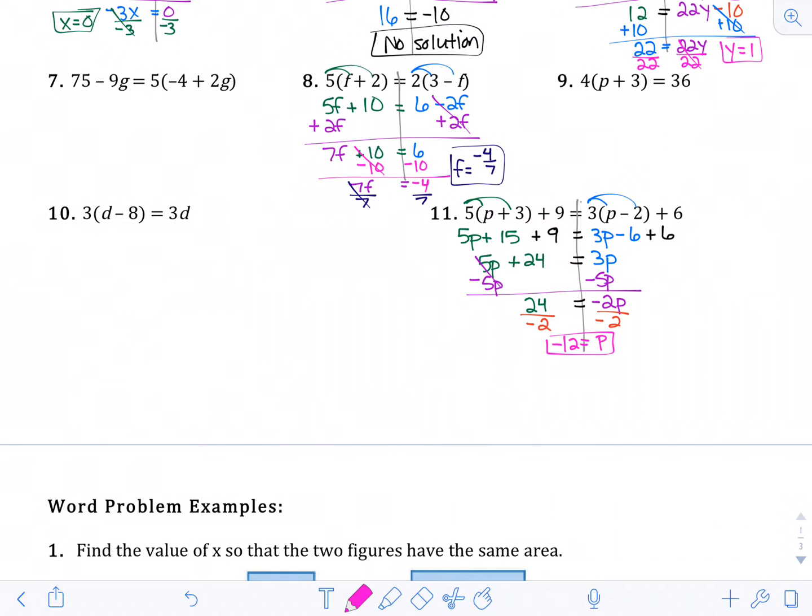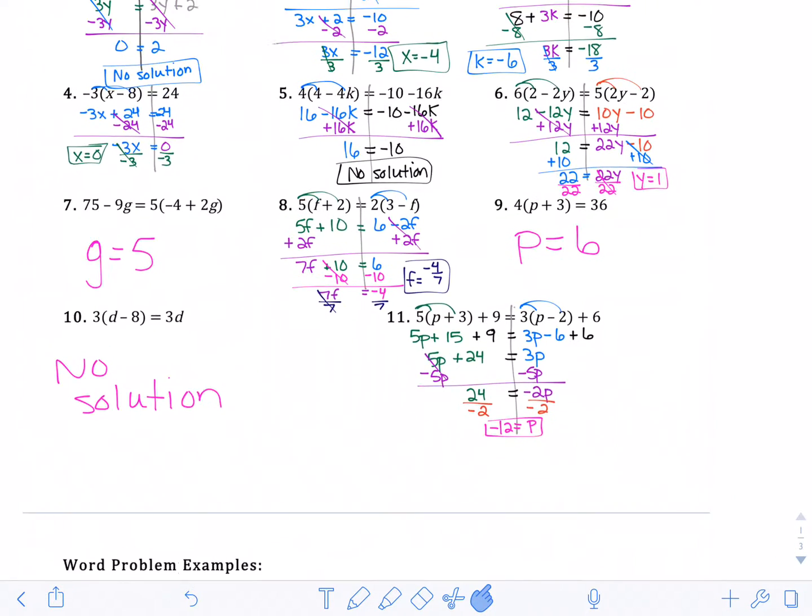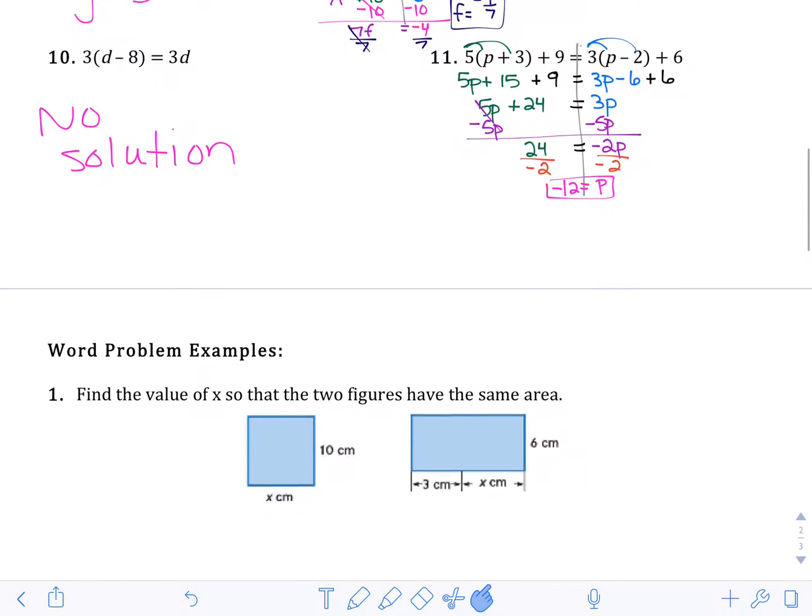Just for your reference, to check yourself, the answer to number 7, g should be equal to 5. The answer for number 9, p should be equal to 6. And the answer to number 11 is another no solution. So if you have any issues with those when you're working this stuff out, you can always come see me and I will help you out with those.